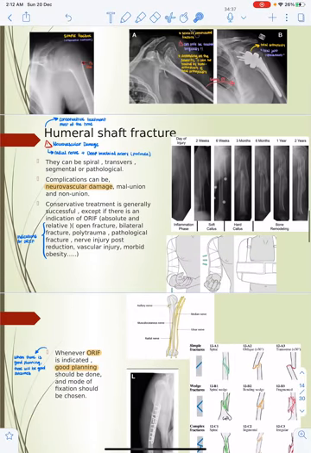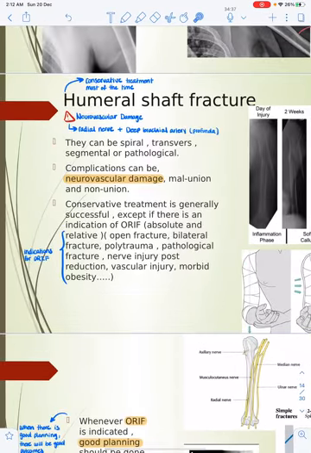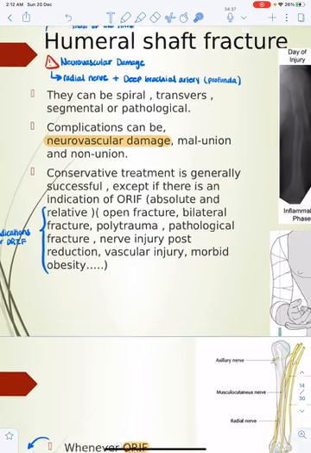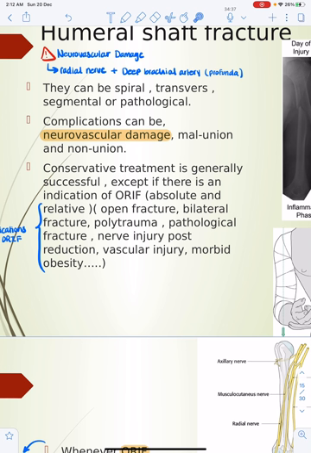What's next? So we talked about neurovascular damage, malunion, non-union. Usually a conservative approach is suitable: you can just manually align the bone back in place and then apply a cast or fixate it for a certain period of time. That's it, unless surgery is indicated, such as open reduction internal fixation. The cases where surgery is indicated are the ones written here. When I have an open fracture, when the bone fragment protrudes through the skin, surely surgery is indicated, right? If I have a bilateral fracture, on both sides, right and left arm, then I have to do surgery.